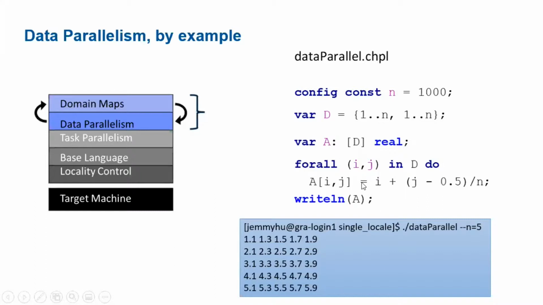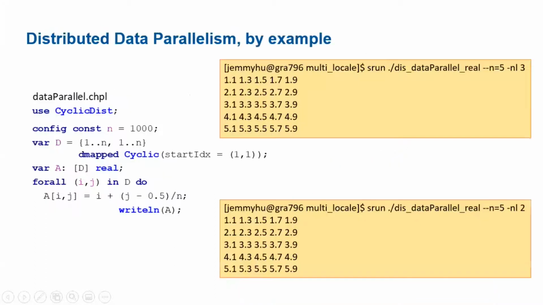So if I want to do the same thing across locales, here basically is the same code, distributed across locales. In Chapel, it comes with the use of modules implemented in Chapel, and this one will use the cyclic dist, the cyclic distributor module. It's the simplest way to distribute the domain across locales, and it takes the simplest round-robin way to map the index here.